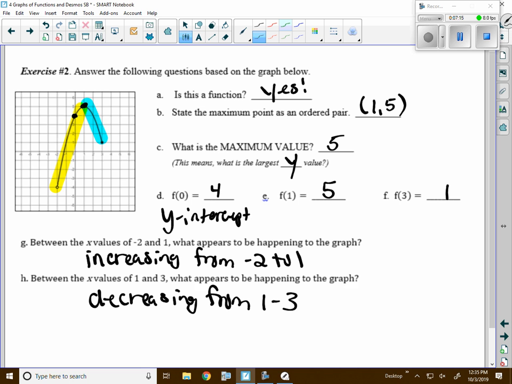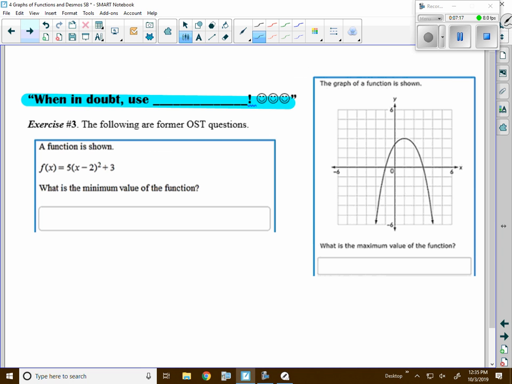Okay, go ahead and tap your computer for Desmos really quick. I'm going to show you why Desmos is such a good tool. Okay, these questions are actually OST questions that you can do with a graph. Desmos makes everything a lot easier.